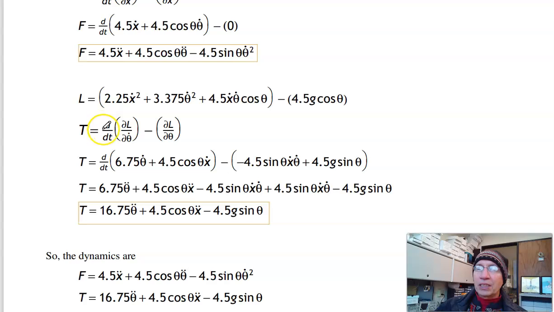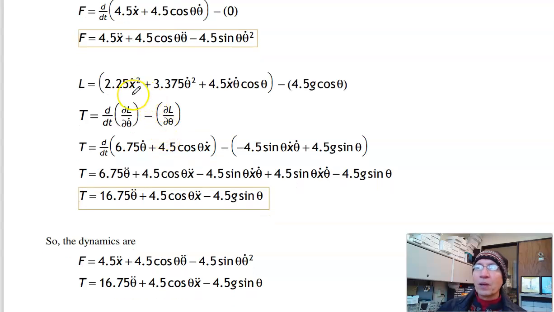The torque is full derivative of the partial with respect to theta dot minus the partial with respect to theta. Partial with respect to theta dot, no theta dots. Here's a theta dot. There's a theta dot. Again, theta is different than theta dot. Ignore. Minus the partial with respect to theta. No thetas, no thetas. Here's a theta. Cosine becomes minus sine theta. And here's a theta.